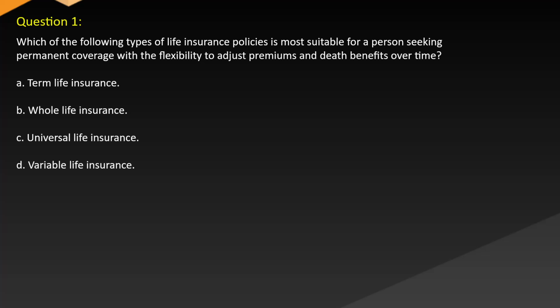Question 1. Which of the following types of life insurance policies is most suitable for a person seeking permanent coverage with the flexibility to adjust premiums and death benefits over time? A. Term life insurance. B. Whole life insurance. C. Universal life insurance. D. Variable life insurance.